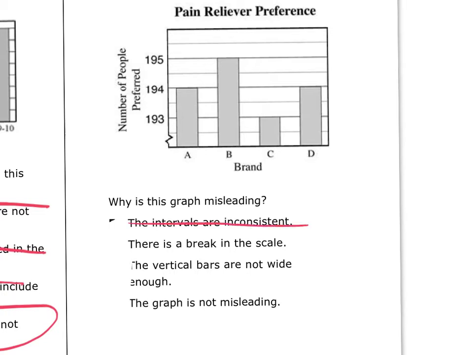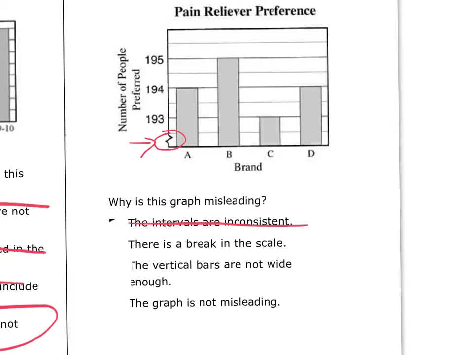There is a break in the scale. Everybody see this thing right here? Yeah. That is a break. What do you think that break represents? 92. Yeah, 1 through 92. That little squiggly line's like, oh yeah, there's 1 through 92, but we're going to skip it. That break is what is misleading about this. We skipped all the way from 100 to 192. Well, that's a lot of space to just skip over, right?